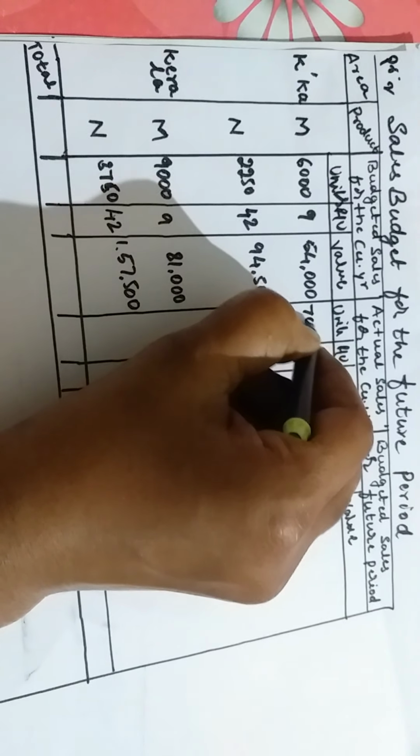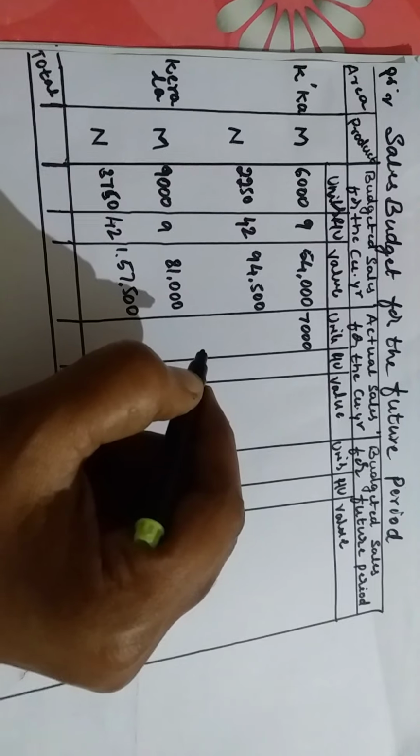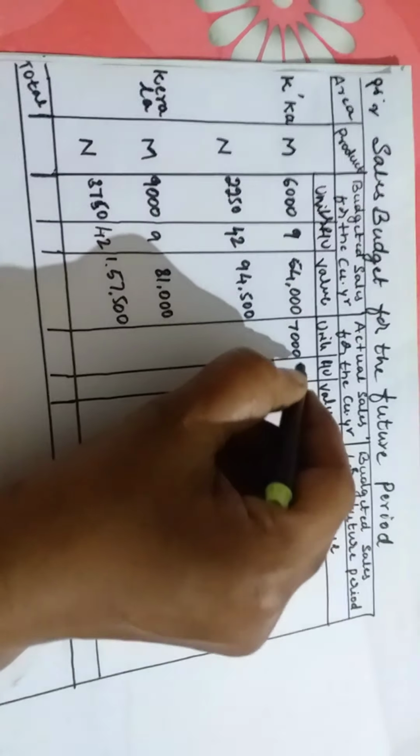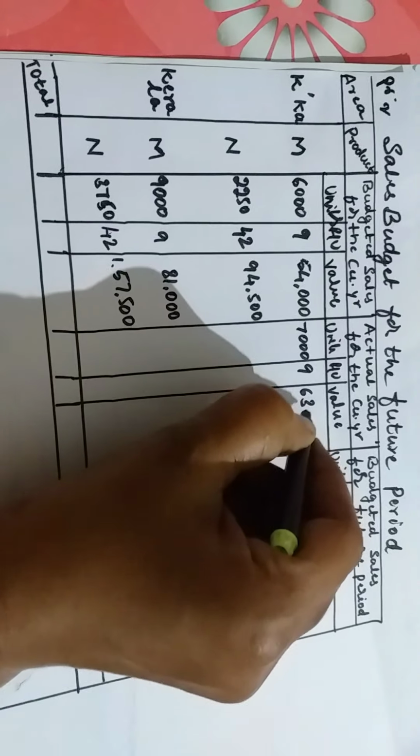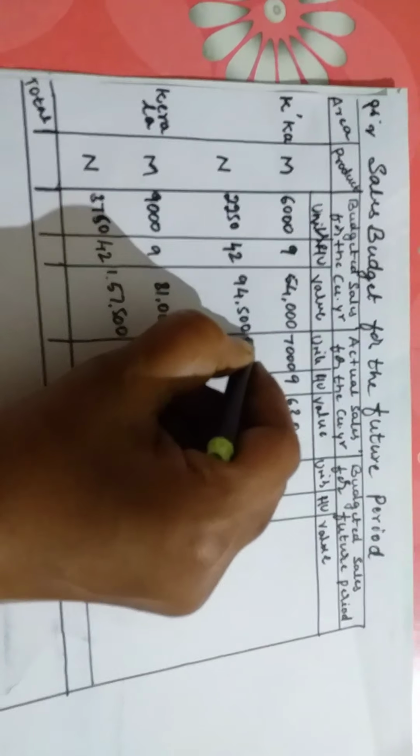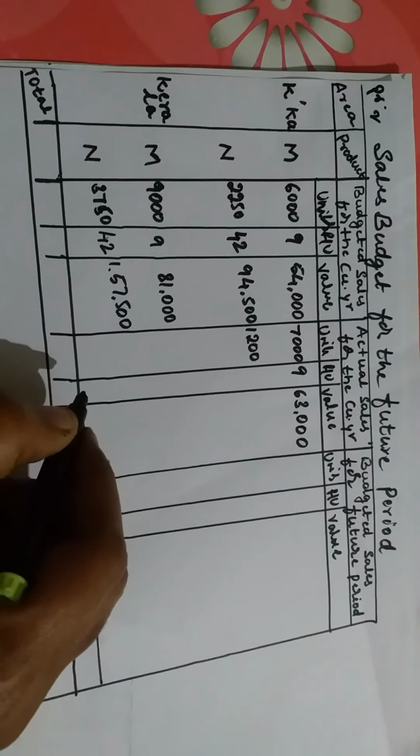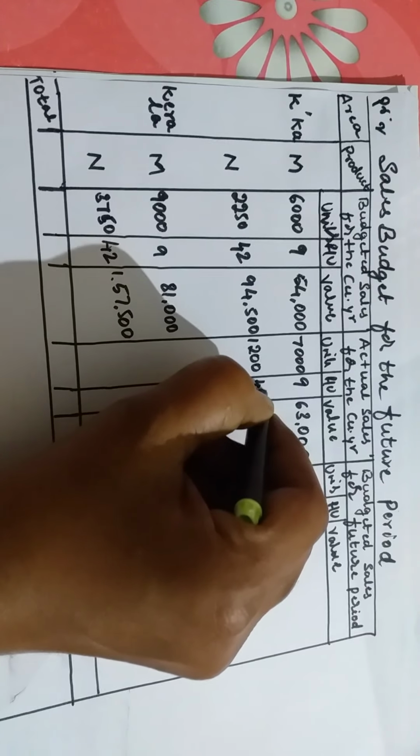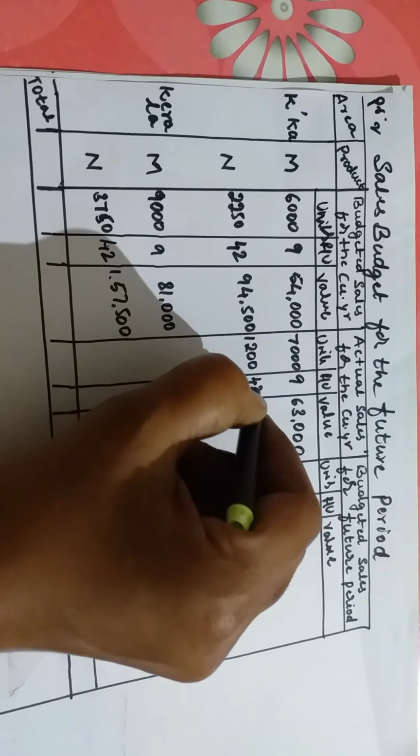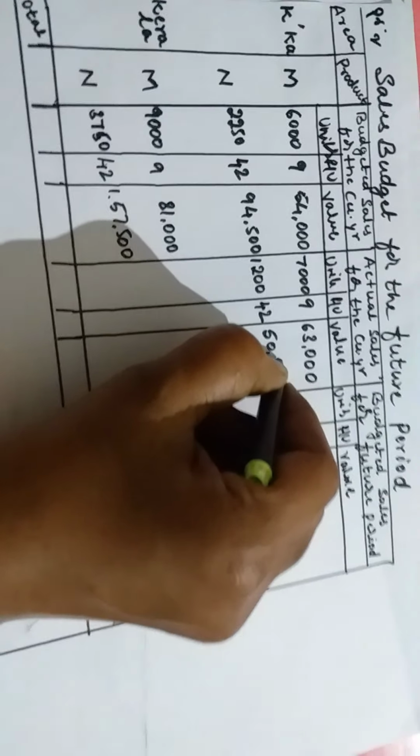7,000 units is given as the actual sales figure of product M in Karnataka, and the rate per unit is 9 rupees, and it comes to 63,000. Well, 1200 is the number of units of product N actual sales in the current year, and 42 rupees is the rate per unit. 1200 multiplied by 42 rupees comes to 50,400.